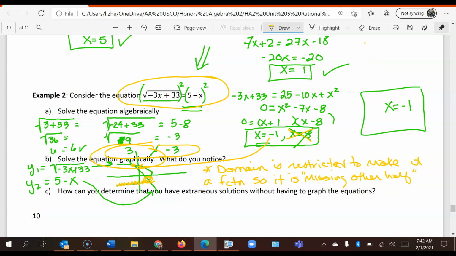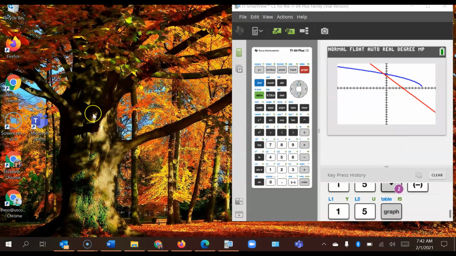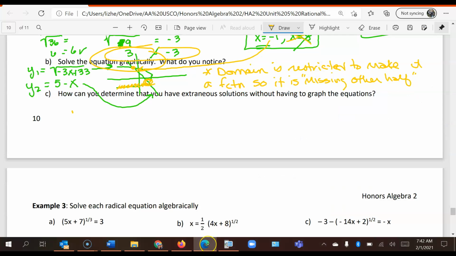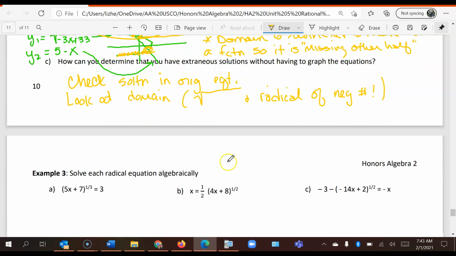How can you determine that you have an extraneous solution without having to graph the equations like we've been doing? Oh my goodness. You check the solution in the original equation. You look at the domain. You do not want to take the square root, or any even radical, of a negative number. All right, moving on, number 3.